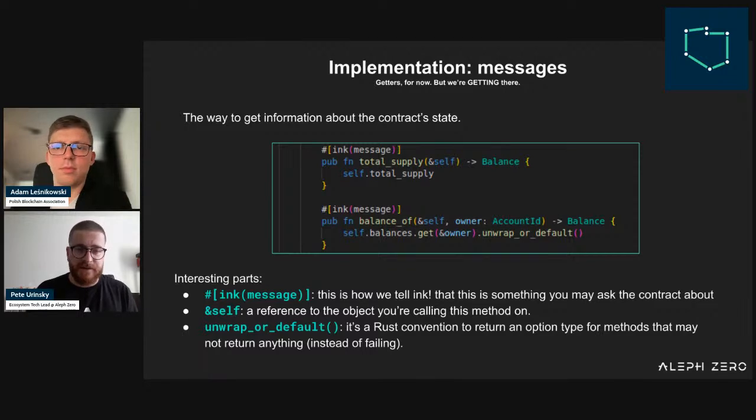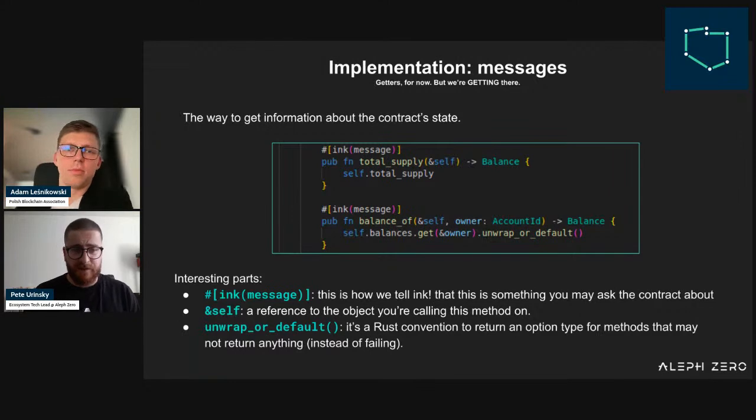Now, the second method is actually quite interesting and very Rusty in its spirit, let's say, because we want to get a balance from our mapping, a balance of a specific account. It's called the owner here. It's some account ID. Recall that we have a mapping from account ID into balance. Now, what we do is we get to the balances mapping. We try to get the entry stored under this given key. Again, we need to pass it as a reference.